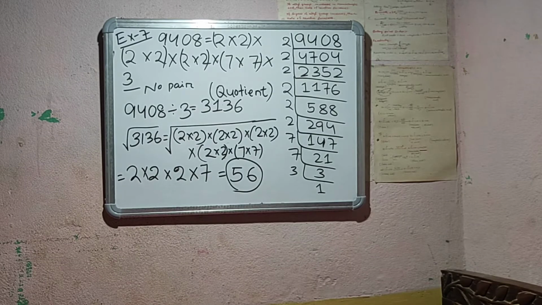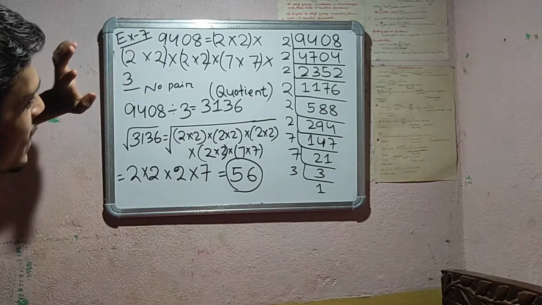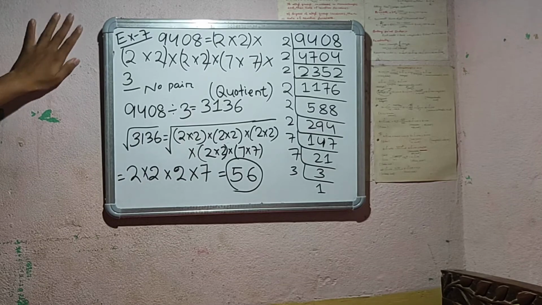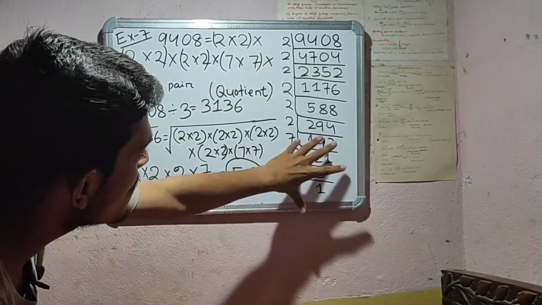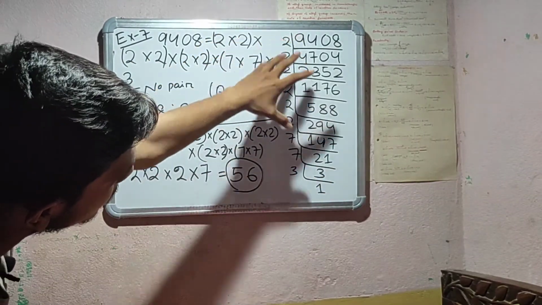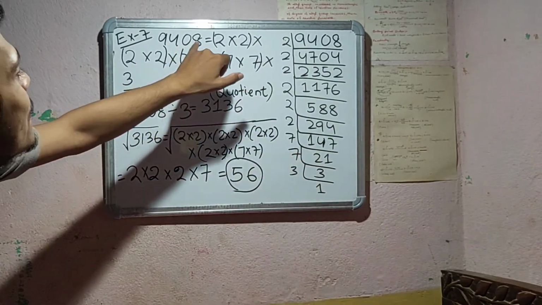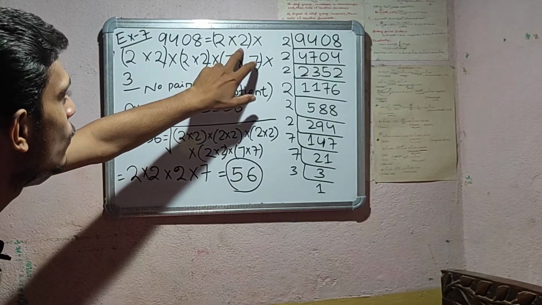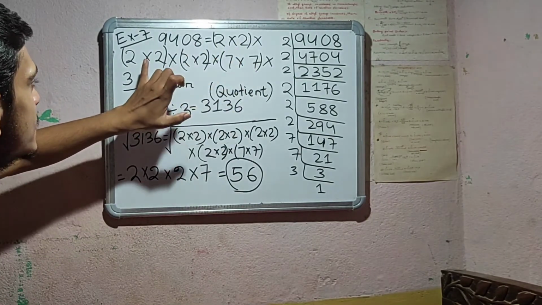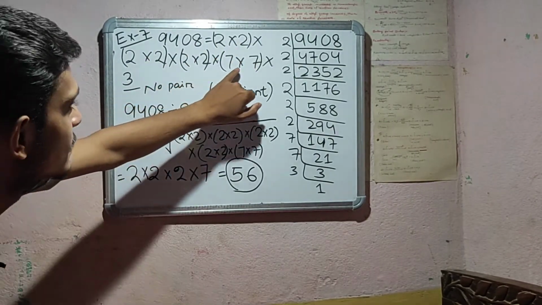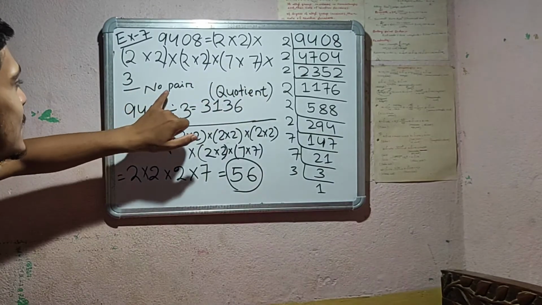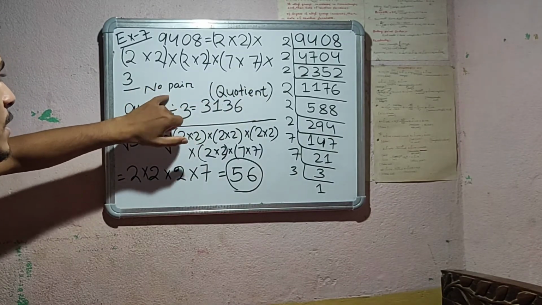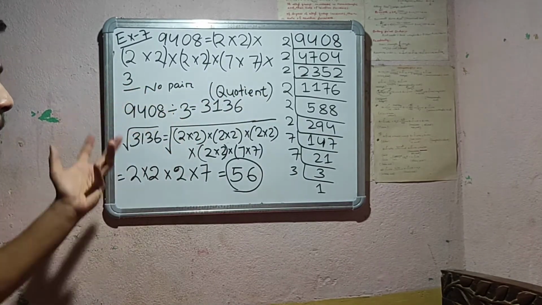So here is the answer of example 7. We have 9408 as the number. After prime factorization, looking at the prime factors of 9408, we can see that this is a pair, this is a pair, this is a pair, this is also a pair, but 3 is remaining. There is no pair of 3. So 3 is unpaired.